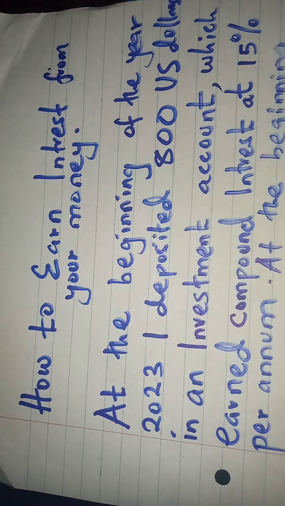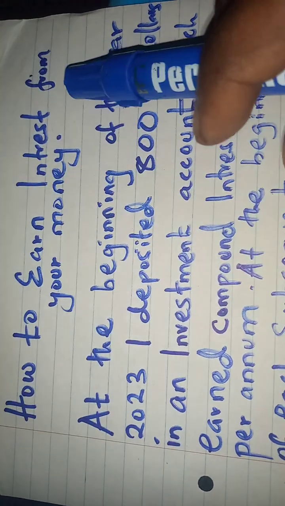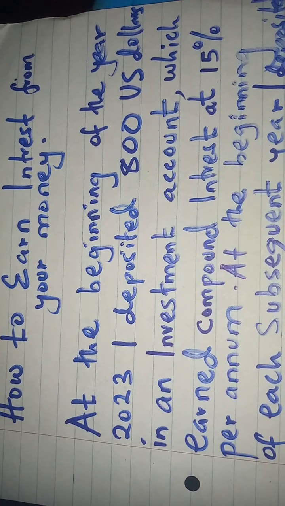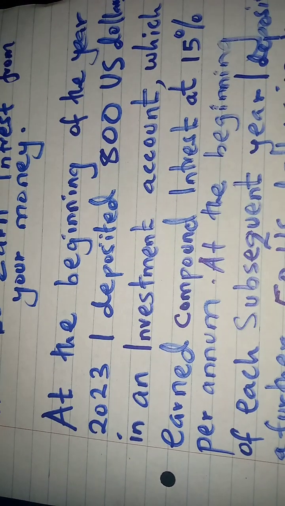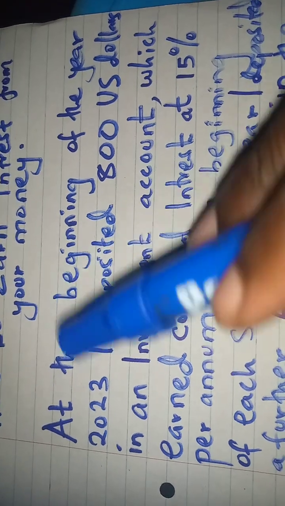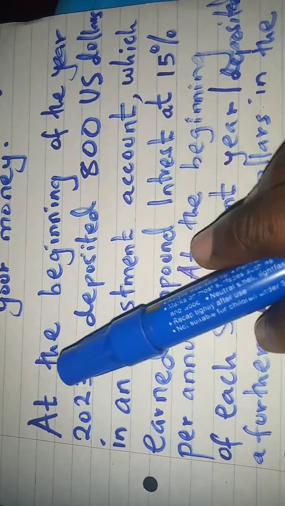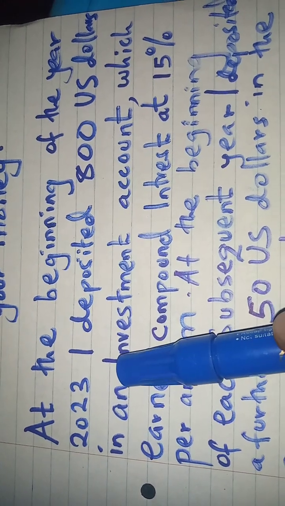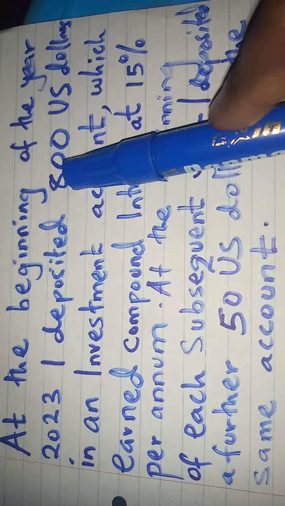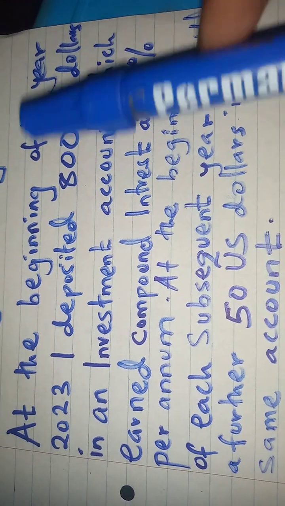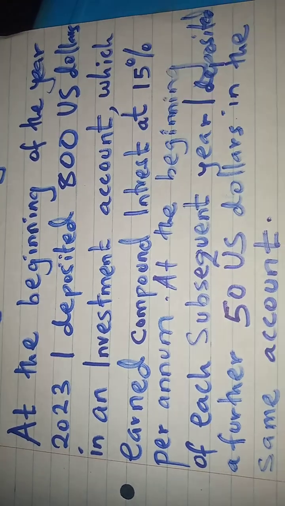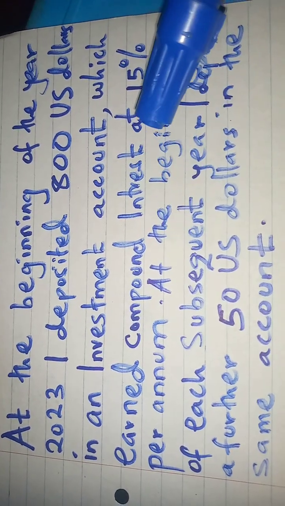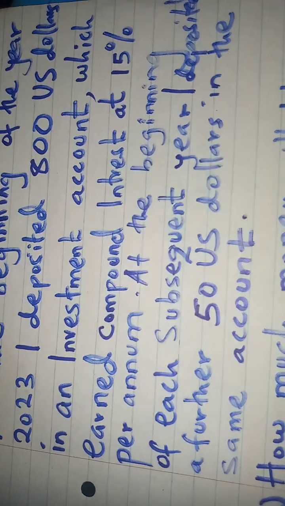So well, how to earn interest from your money. You can be having some cash and you want it to grow. So look at this typical example, that at the beginning of the year 2023, I deposited a total of $800 in an investment account, which earned a compound interest at 15% per annum.